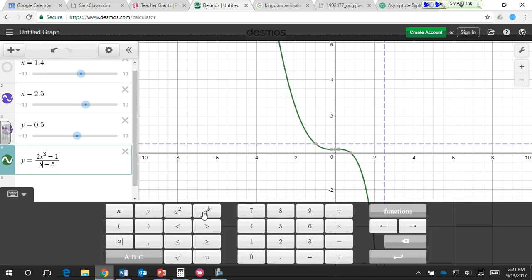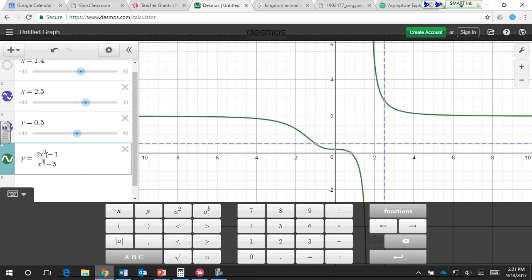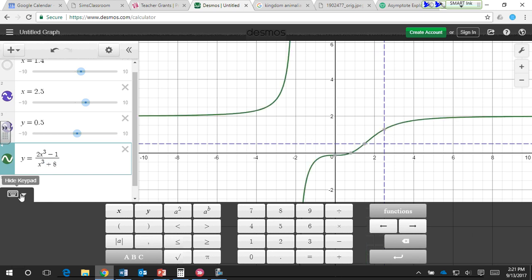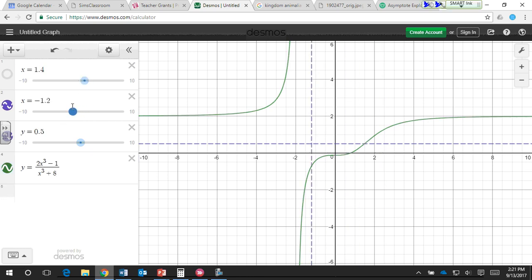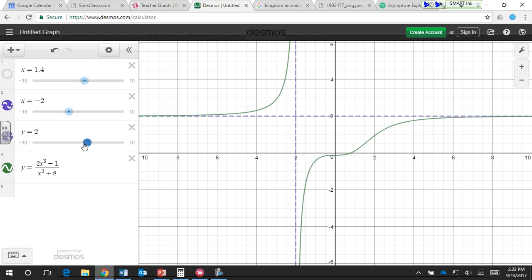Your x cubed button is this a to the b button. Looks a little strange. Move those asymptotes. What does the horizontal asymptote look like it's going to be? -2. Does that make sense? Would -2 make a 0 in the denominator? -2 cubed is -8 plus 8 is 0. Okay. What about that horizontal asymptote? Looks like it's 2, doesn't it? Okay, so let's sketch it.